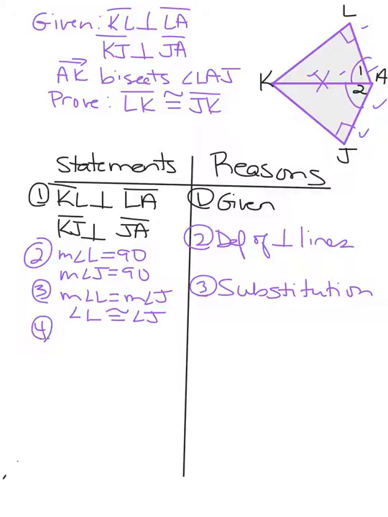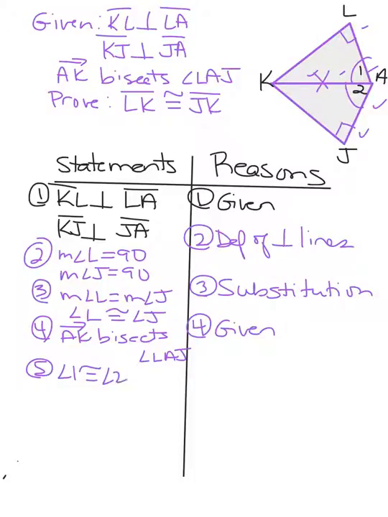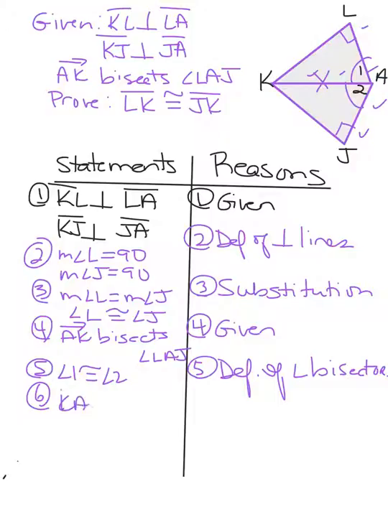So now I'm going to work with my other given. Ray AK bisects angle LAJ, and that's given. And because of that, I can say angle 1 is congruent to angle 2, and that is because of the definition of an angle bisector. Now from here I can do my reflexive piece. Segment KA is congruent to segment KA, and that's reflexive.